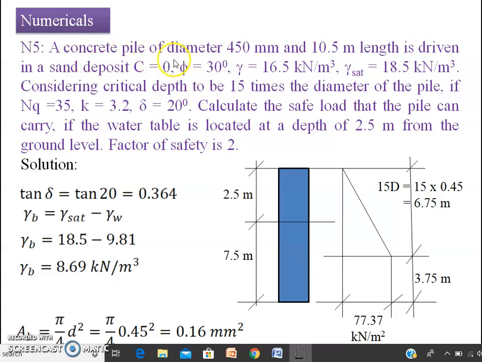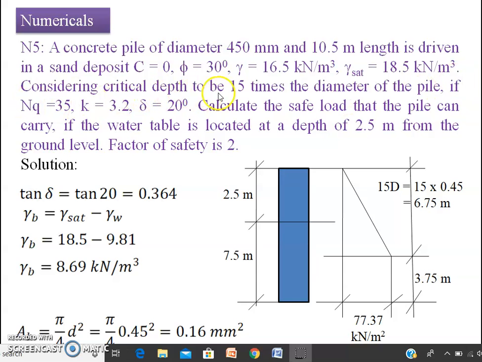A concrete pile of diameter 450 mm and 10.5 meter length is driven in a sand deposit. Since it is a sand deposit, meaning cohesionless soil, the shear strength will be equal to 0. The angle of resistance given to us is 30 degrees. Gamma dry is equal to 16.5 kilonewton per meter cube. Gamma saturated is equal to 18.5 kilonewton per meter cube.